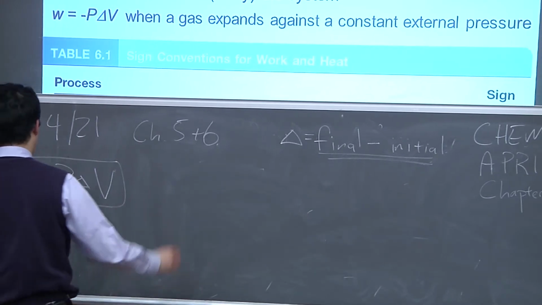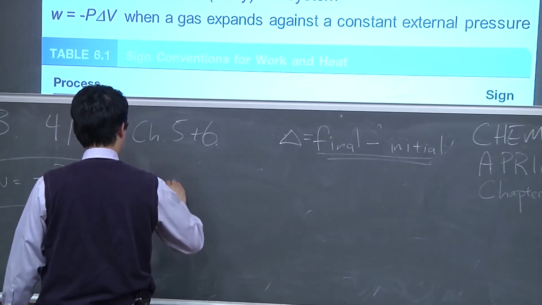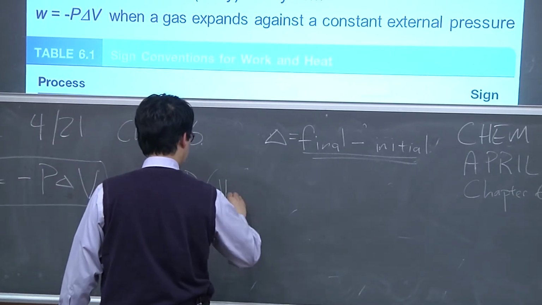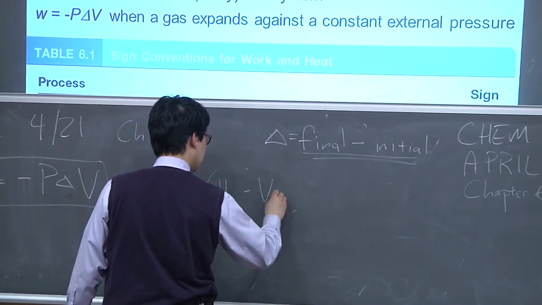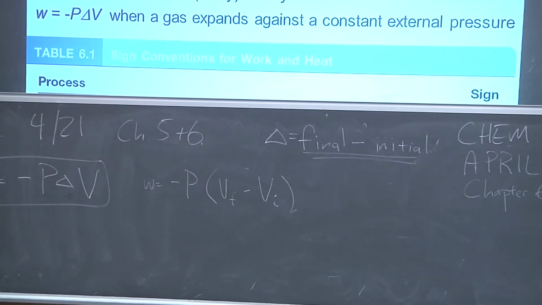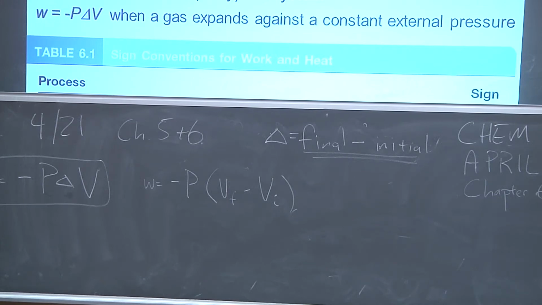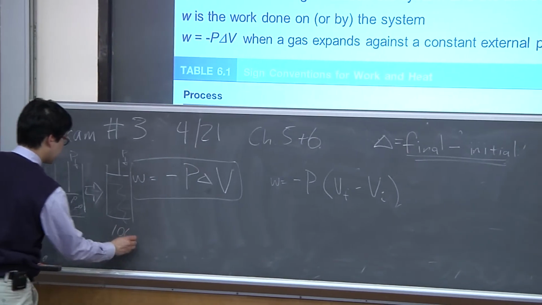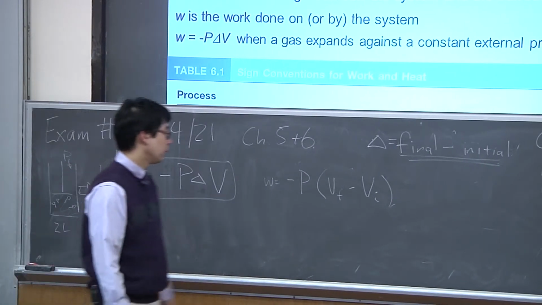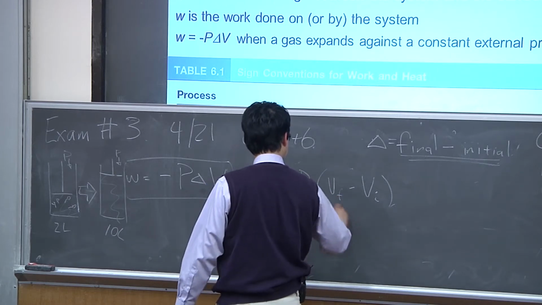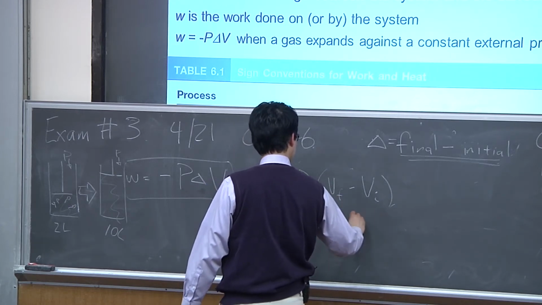So another way we could write this is work equals negative P times the final volume minus the initial volume. So let's plug in some numbers, right? Let's say this is 10 liters and this is 2 liters, right? This is just so we can get the sign right. So if this is 2 liters, it expands to 10 liters. What's the final? The final is 10, and the initial is 2.